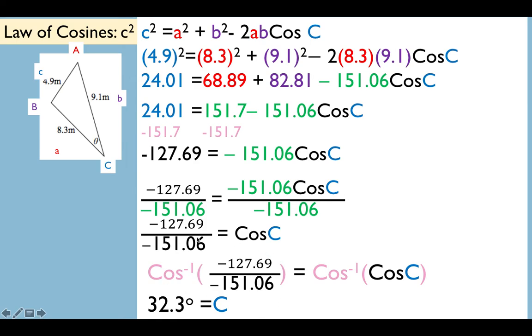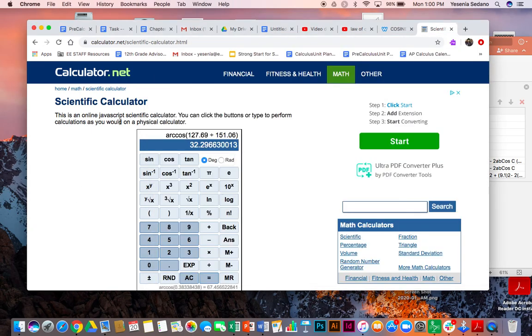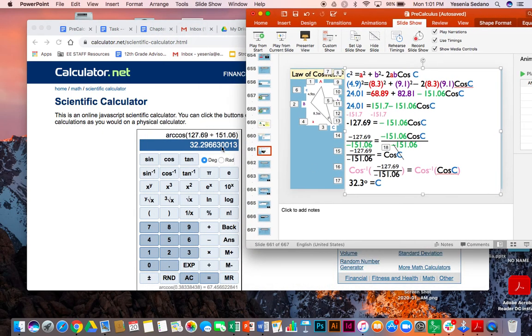So again, this is basically calculator work. So I could show you because I'm at home. I don't have access to our class calculators. I just used the scientific calculator from calculator.net. And I clicked cosine inverse, this button right here. It shows up as arc cos on this calculator, but I went ahead and input 127.69 divided by 151.06. So again, I made it positive because negative divided by negative is a positive. And as you could see, it got 32.3 if I round up.